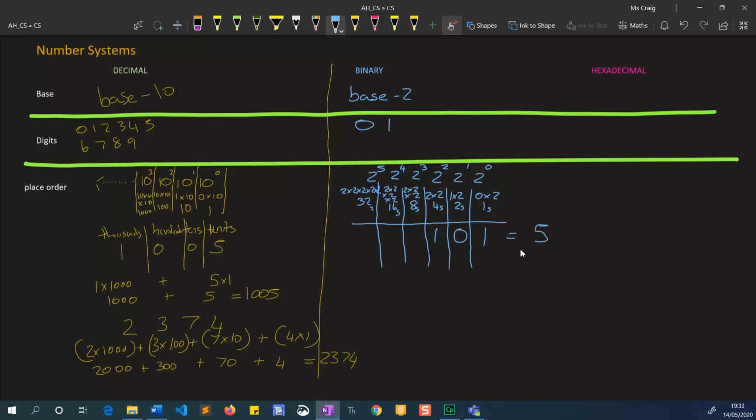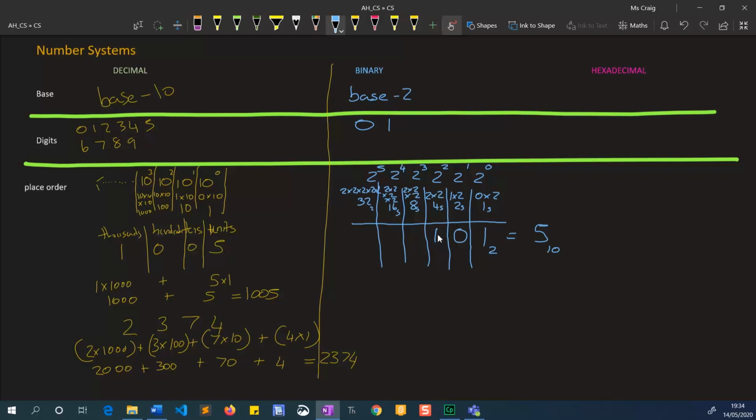Now, this looks like 101. So to let us know what number system these symbols have been used in, we have to put the base at the bottom of it. So this is base 2, and this is base 10. Yeah, base 10 for decimal, base 2 for binary.